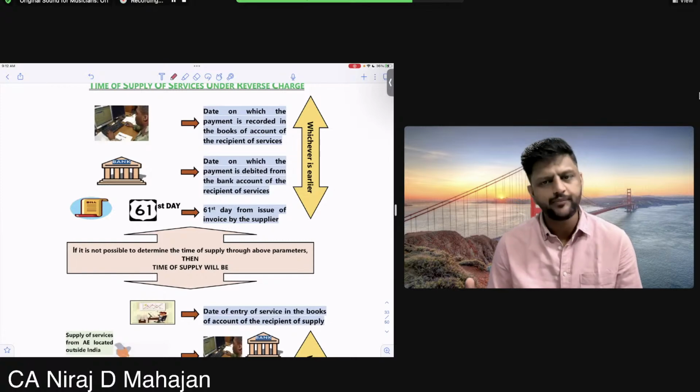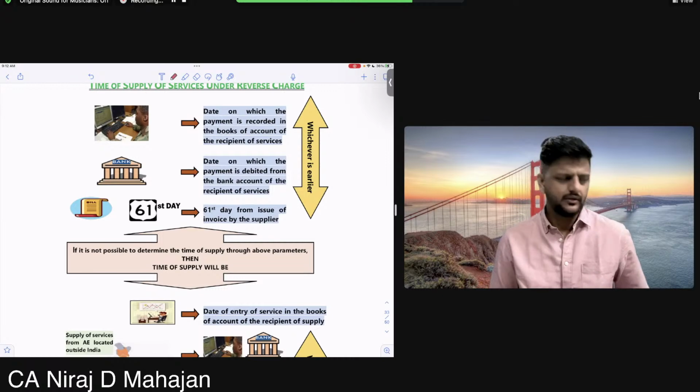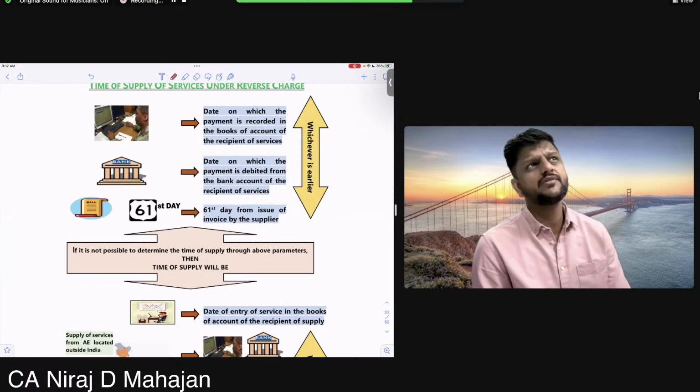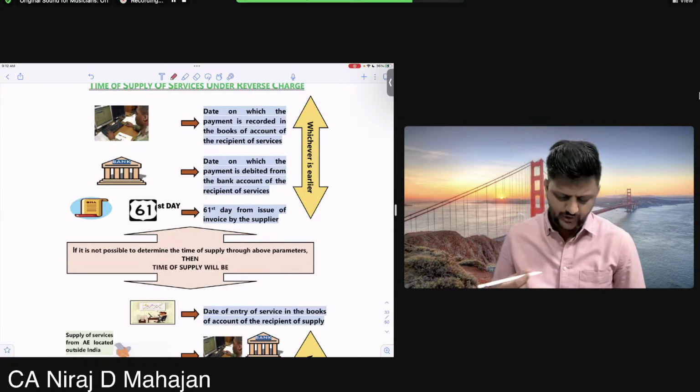Time of supply, bachcho, what? Date of payment or payment. When you say payment, it means what? Again your debit or books of accounts entry, or, bachcho, what? The 61st day from the date of supplier's invoice, whichever is earlier. All right.